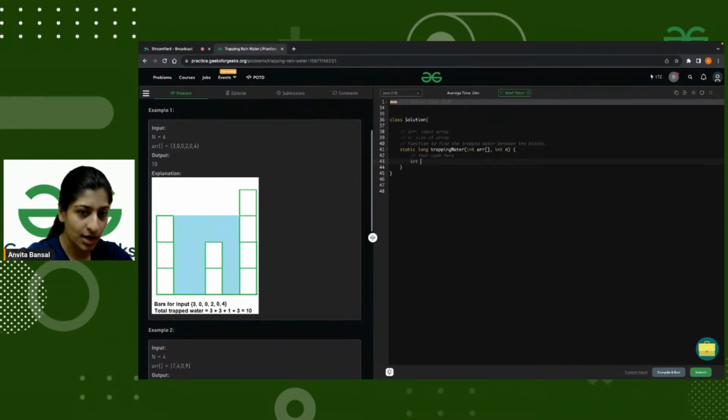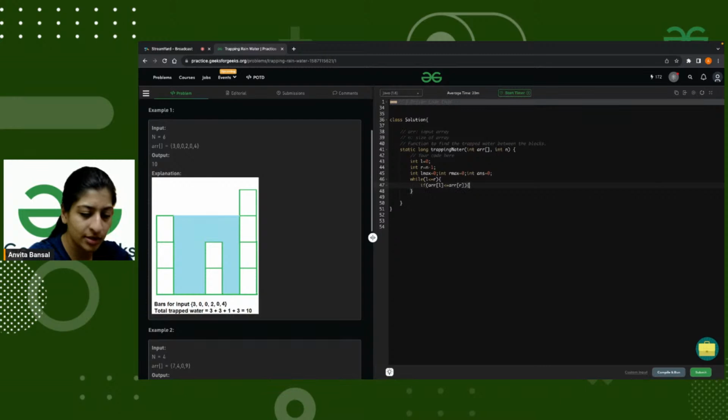Okay. So int left index is at 0. Int right index is at your last index. Then you are using int Lmax, which is 0, and int Rmax, which is 0. Let's say int answer is 0, that is the amount of water that you are storing. So while your left is less than or equal to right, what are you doing? You are checking if your ARR of L is less than or equal to ARR of R.